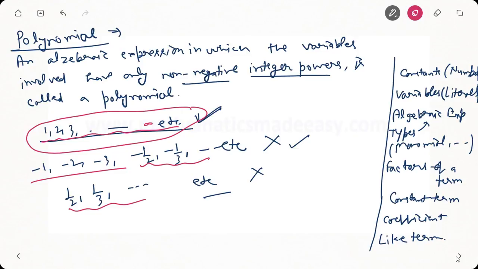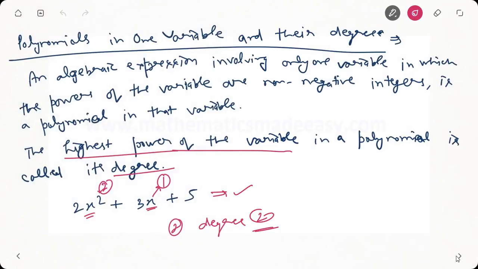Now we'll talk about the polynomial in one variable and its degree. Then later we'll talk about polynomials in multiple variables and their degree. So, the polynomials in one variable and their degree.